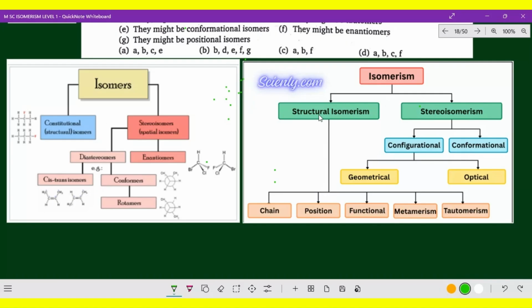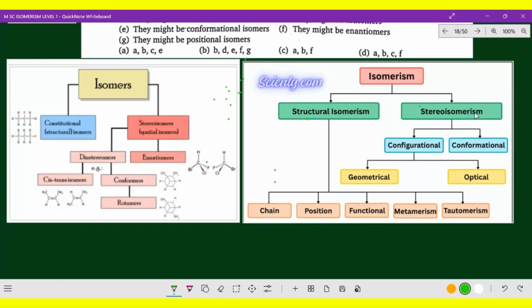So isomers are divided into constitutional isomers and configurational isomers. Constitutional isomers are nothing but structural isomers. Structural isomers are divided into five types: chain isomer, position isomer, functional isomer, metamerism, and tautomerism. All of these come under structural isomers, which are also known as constitutional isomers. I hope you got the clarity.